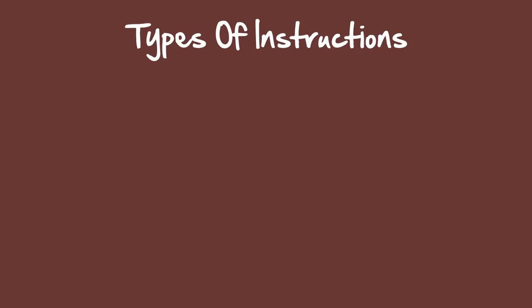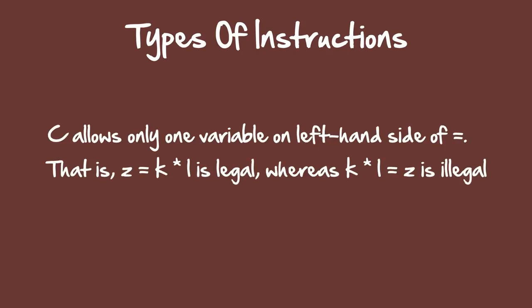Let's take a closer look at these statements. Note the following points carefully. C allows only one variable on the left hand side of the equals sign, that is, Z = K * I is legal, whereas K * I = Z is illegal.